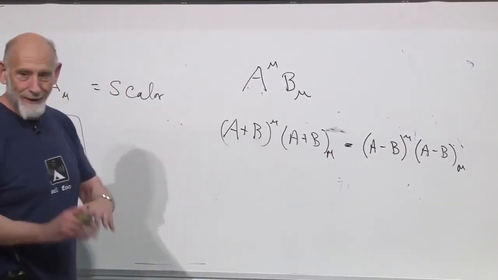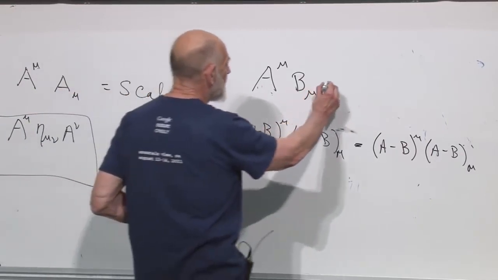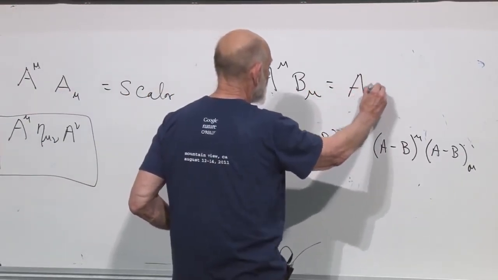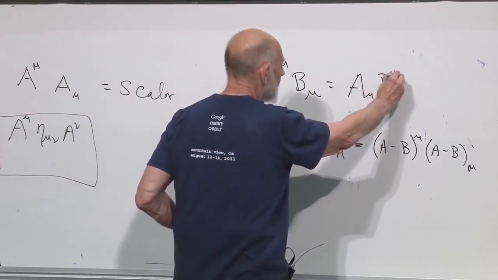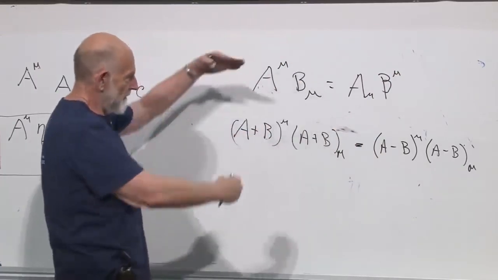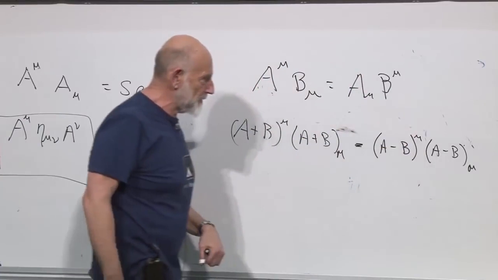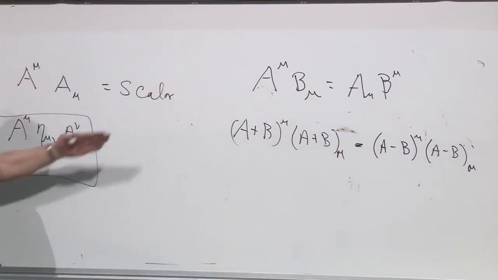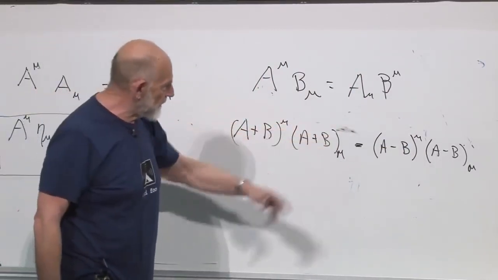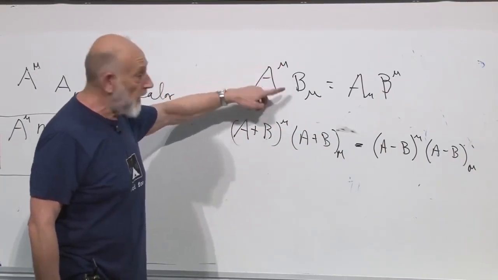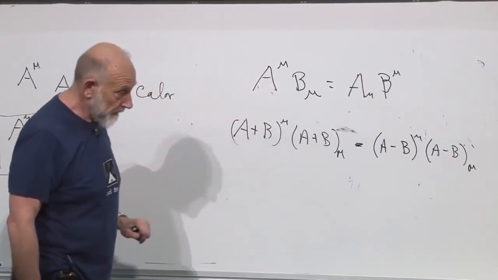Oh, incidentally, here's something to prove. This is the same thing as A mu, B mu. It doesn't matter, you can put the ups down and the downs up, you get the same thing. The difference between these two things is just 4 times A mu, B mu.